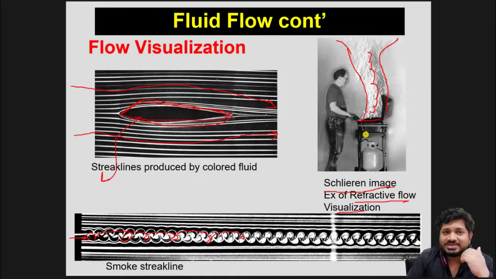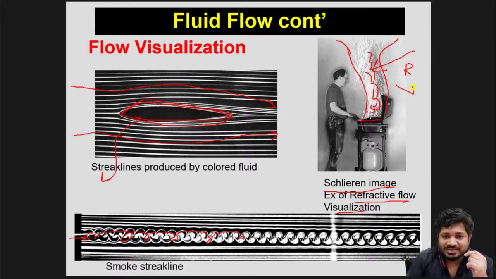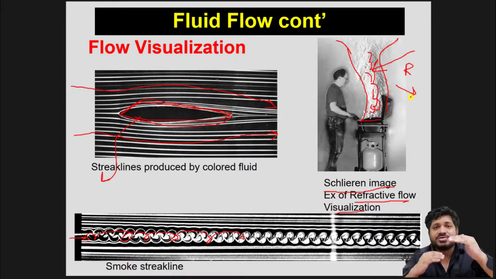There are different types of techniques. While barbecuing, you cannot see the gas flow, right? But if you use a schlieren image, what happens is that the gas has a different refractive index. When the gas has a different refractive index than the air, it can make a contrast.